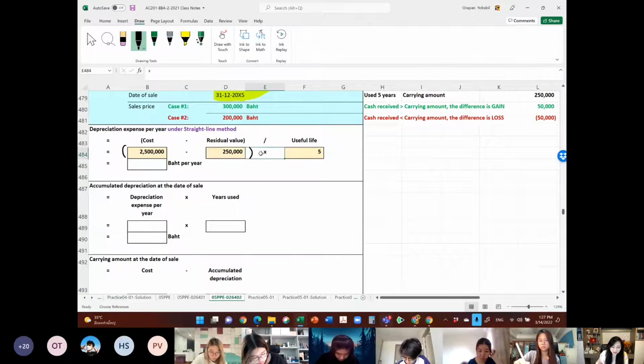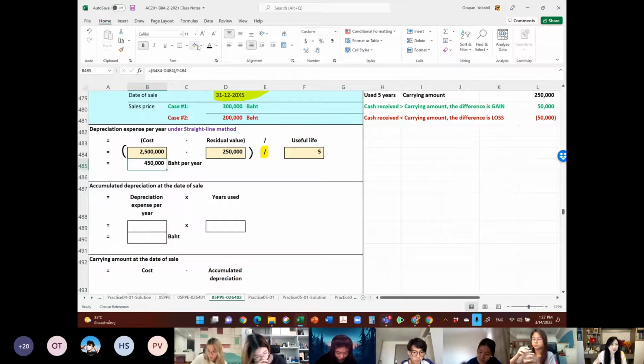This is a typo. Can you please change it to divided? I'm so sorry, there's a typo there. If you do the calculation, you're going to get 450,000. This is the depreciation per year.